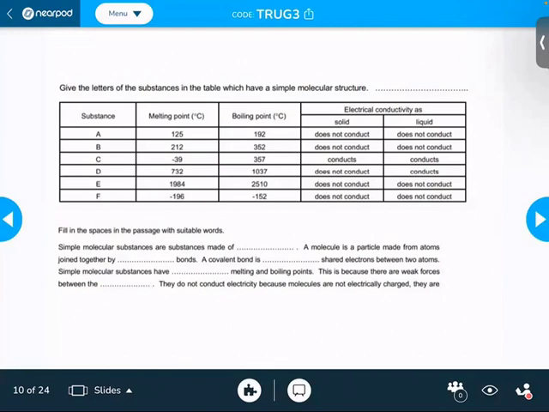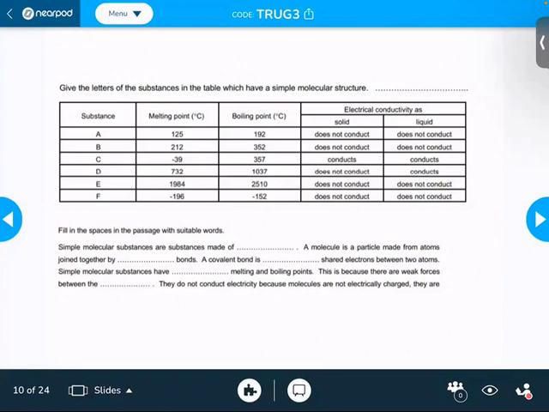So I'm looking for things that do not conduct at all, whether they're solid or liquid. Substance A fulfills it. It's got quite a low melting and boiling point, and doesn't conduct. B is a simple molecule for the same reasons. And the last one, I think, would be F. Very low melting and boiling points, definitely isn't conducting, definitely a simple molecule. So A, B, and F.